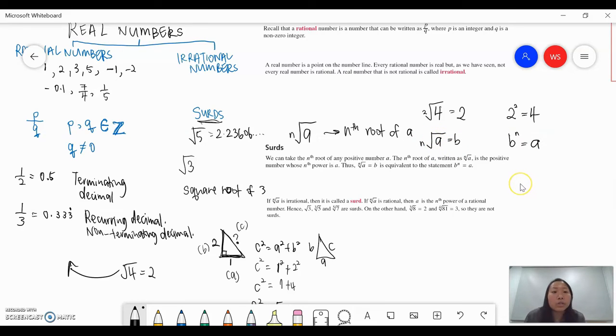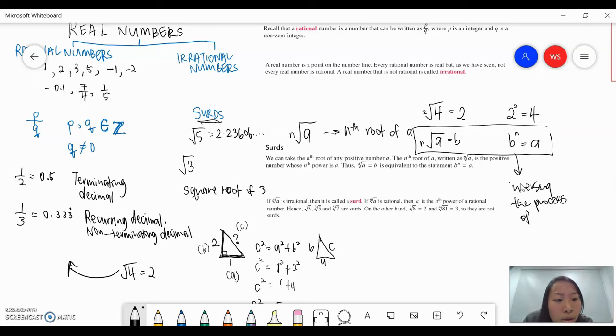Take note of that, because in terms of flipping that over, in the case of square root, you use a square, and that is what we call an inverse process. So you are actually inversing the process of square root or nth root. In this case, it's nth root. Take note of this, because that is really important when you break it down to simplifying your surds.